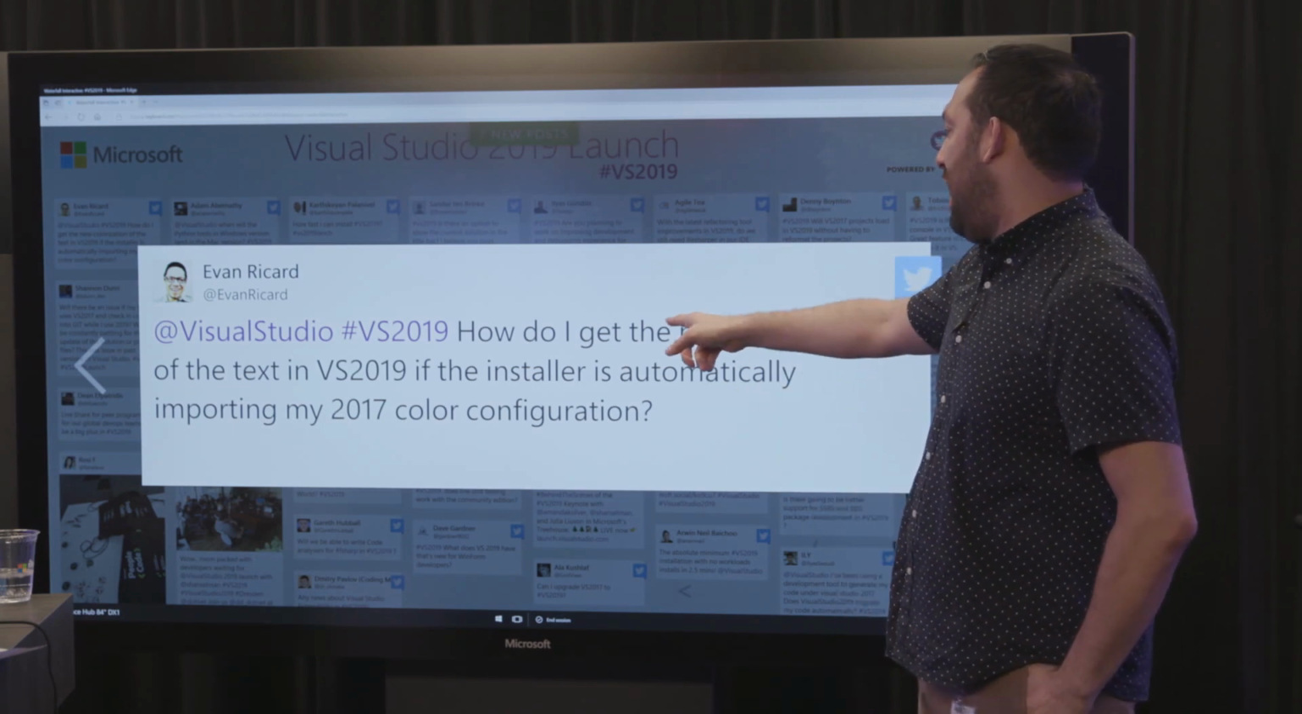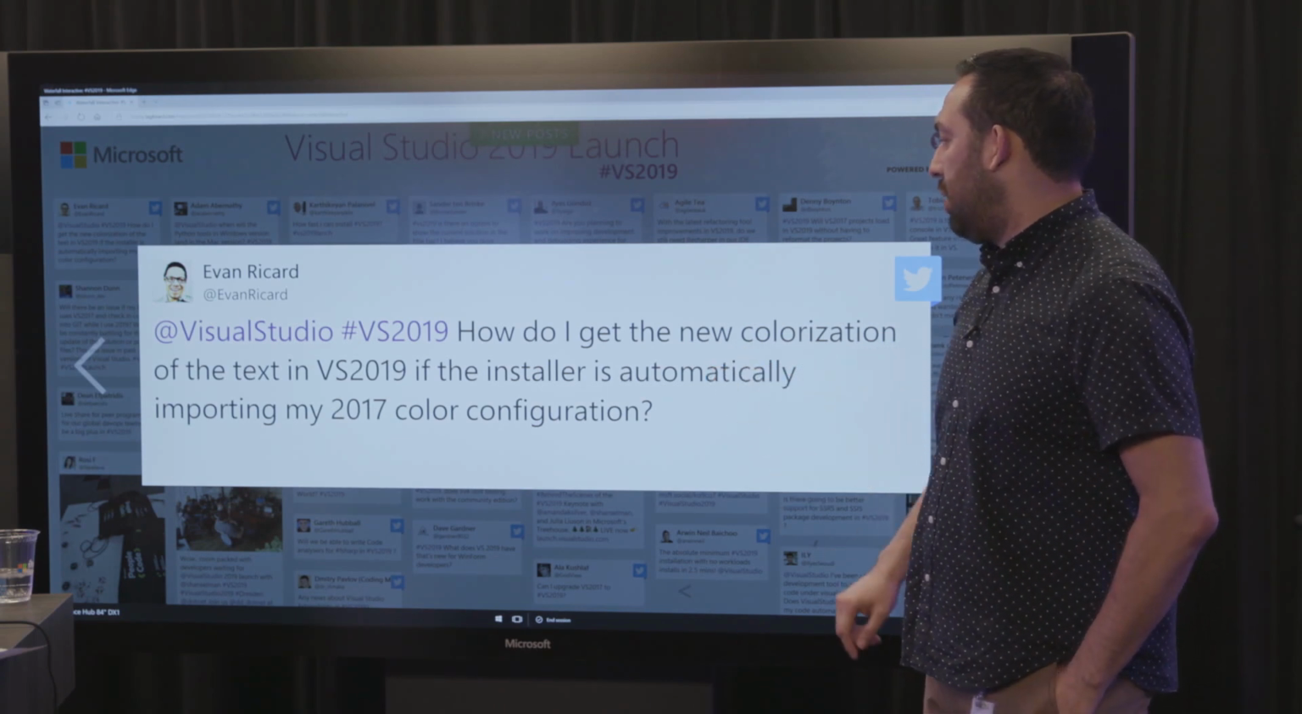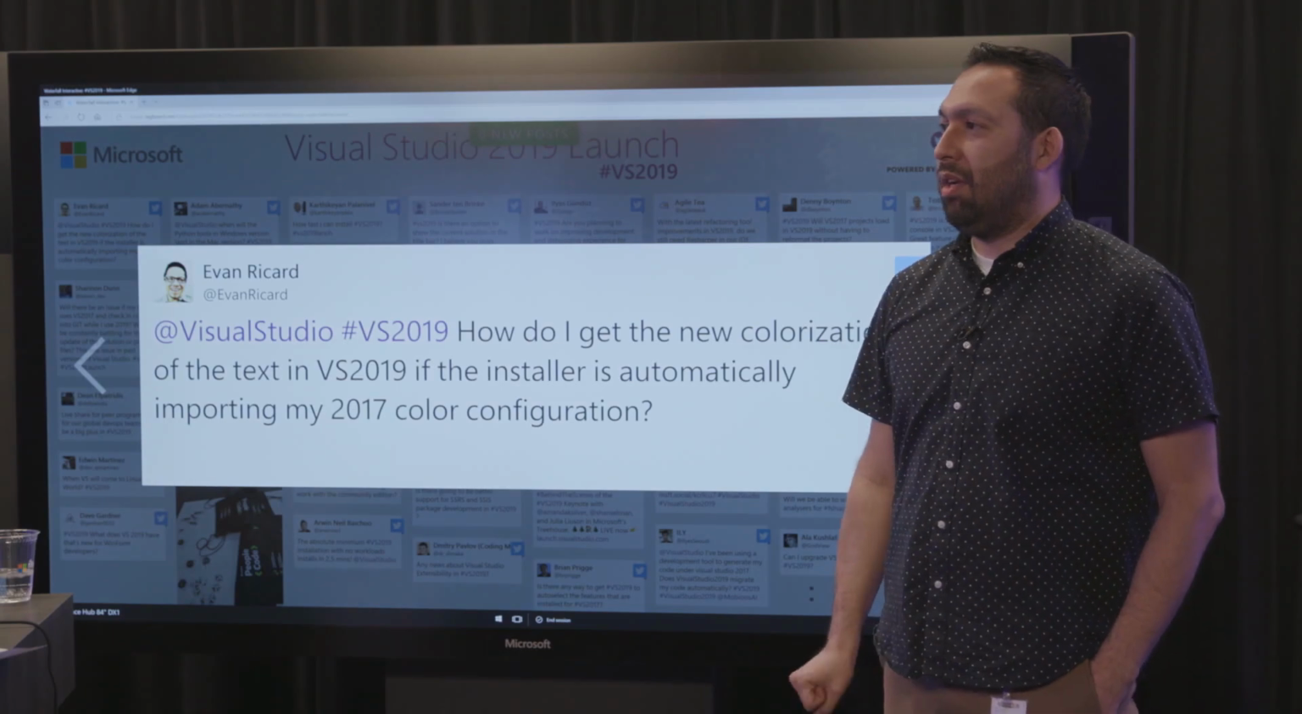All right, from Evan: how do I get the new colorization of the text in VS 2019 if the installer is automatically importing my 2017 color configuration? This question is slightly ambiguous, so I will answer it in two ways. One is, I spoke a little bit earlier about the theming updates in Visual Studio 2019. If you're using the default light theme, then you'll automatically get it. You can always go back and reset your settings for the theme and set it to the default light theme, and then you'll get those new color options.